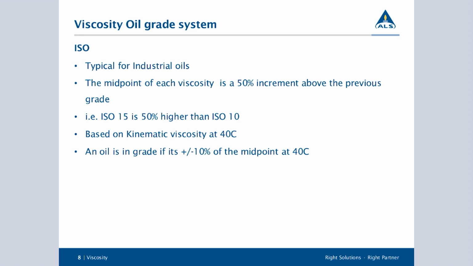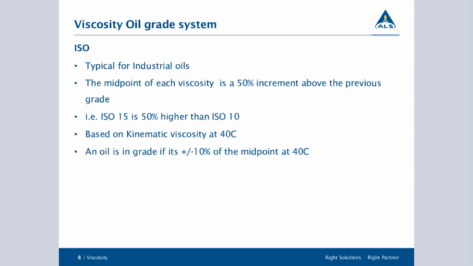So it is 50% higher than ISO 10. So if you take 50% of ISO 10, so 50% of 10 is 5, you add that in and you have your next grade, which is ISO 15. That's one of my favorite examples to do. It's very easy math. We don't have to get into it. I never mess the math up on this one.